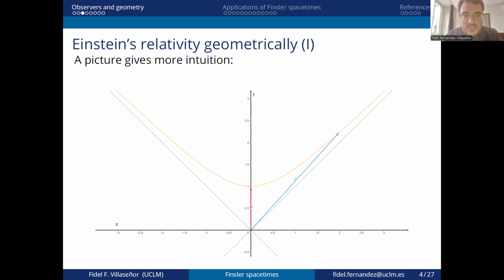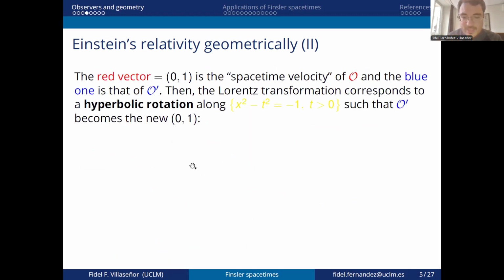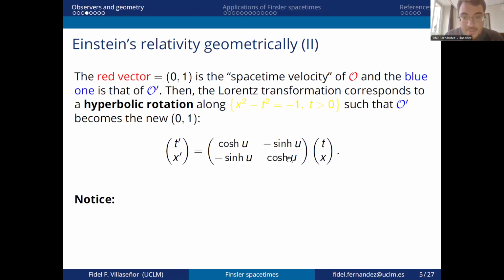This is more easily visualized with geometry. If we draw a so-called space-time diagram with space on the horizontal axis x and time on the vertical axis t, and if we draw what we call the space-time velocity of the different observers, we will see that they lie on this yellow hyperbola, okay? And then what are we saying? If the red vector is the space-time velocity of the first observer and the blue vector is the space-time velocity of the second observer, then this Lorentz transformation that we just saw corresponds to a very simple geometric thing. It's just a hyperbolic rotation along the hyperbola, in such a way that now O prime becomes the new 0, 1 vector. So it has a very geometric form with hyperbolic cosines and sines.